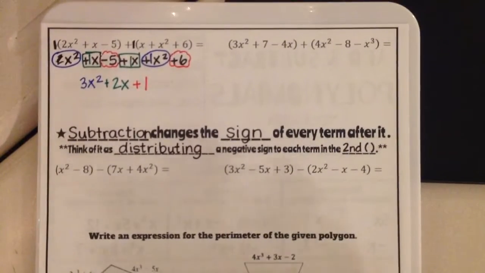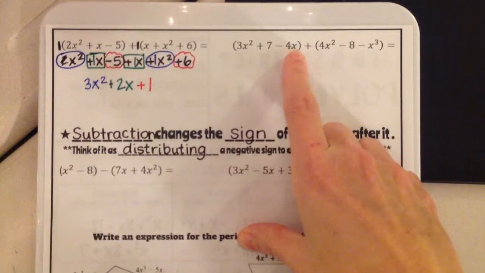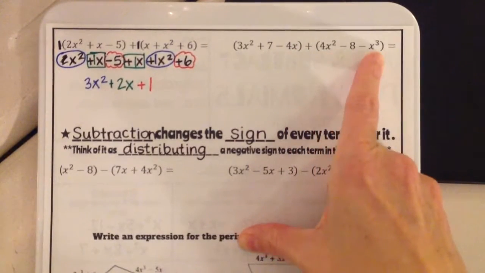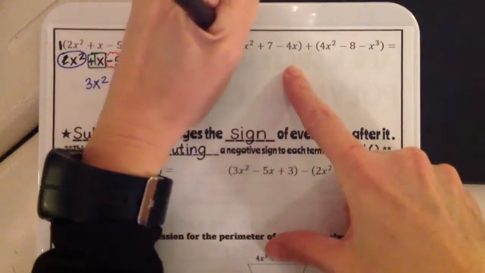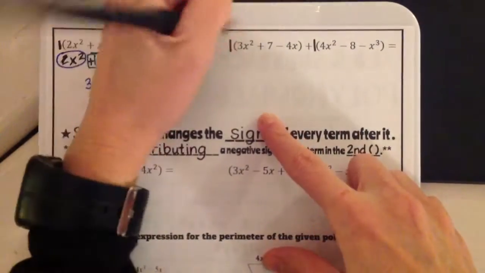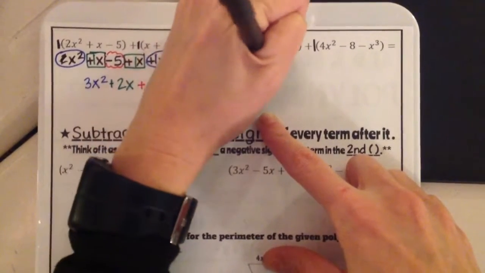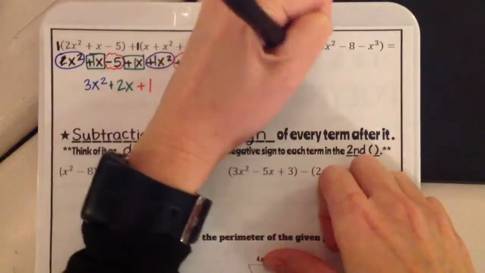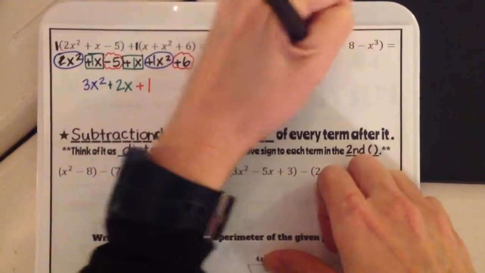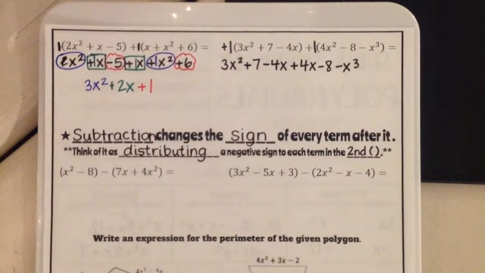So let's look at our next example. I have this trinomial, 3x squared plus 7 minus 4x, and I'm adding to it this polynomial, which is cubic. I have 4x squared minus 8 minus x to the third. So again, if I recognize that I have a positive 1 in front of my parentheses, I can recopy everything, because multiplying by a positive 1 does not change the sign or the value.